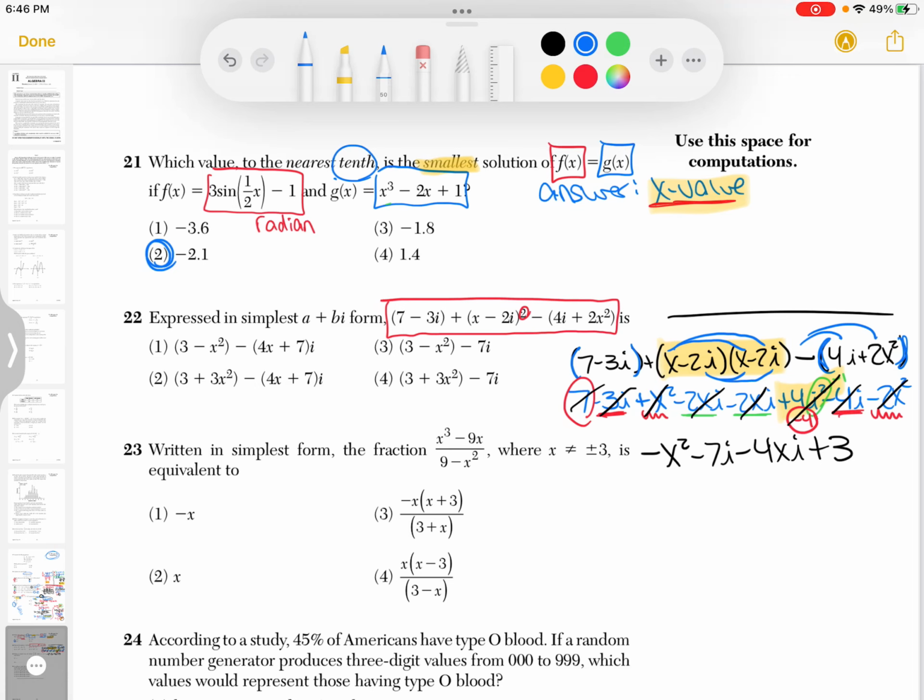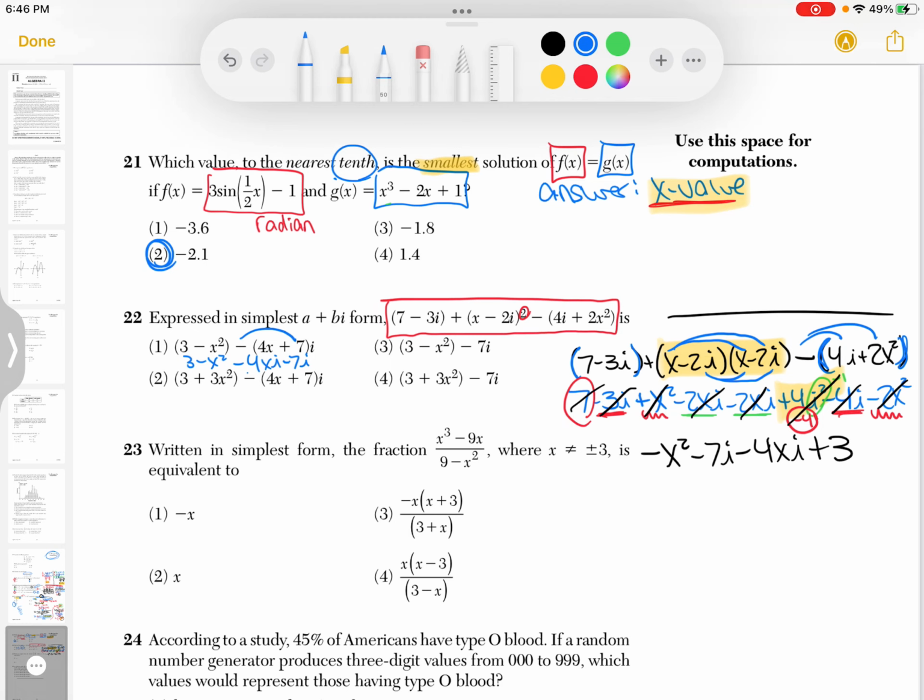Ooh, boy. So I think the easiest way to tackle this is to now simplify your answers. For these ones, the i is being multiplied through, and the negative is being multiplied through to this one and this one. So make sure when you're simplifying these that you multiply all of that through. What I end up getting for choice 1 is this is still 3 minus x squared, but this will be minus 4xi and minus 7i.